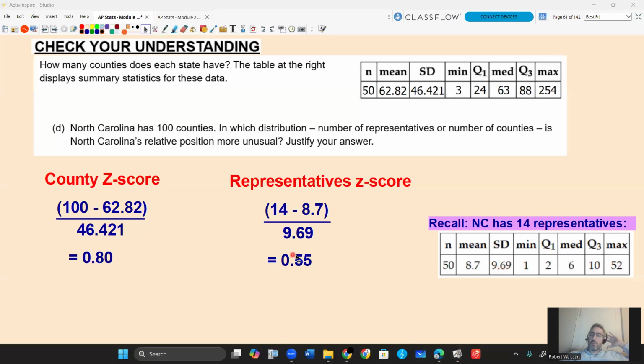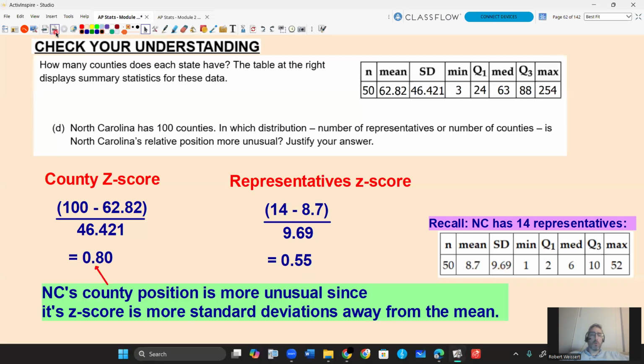Now, which one of those is further away from 0? Well, it's going to be the 0.80. That's the more unusual one. So the county, in other words, North Carolina has more counties on average compared to the number of counties that a state has than representatives, which means the counties in North Carolina tend to be on the smaller side.